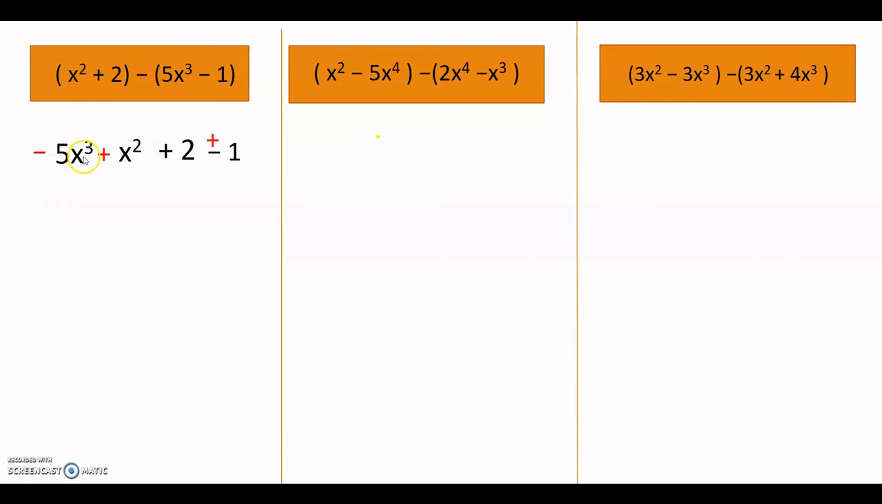Then we will combine like terms if there are any. Negative 5x cubed has no other like term, so we will bring negative 5x cubed down. Also our x squared has no other like term, so we will bring it down. For our positive 2 and positive 1, we will add. Like terms, add and copy the sign. So 2 plus 1 is 3. So we have positive 3. So this will be our final answer: negative 5x cubed plus x squared plus 3.